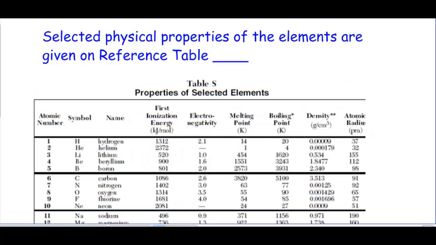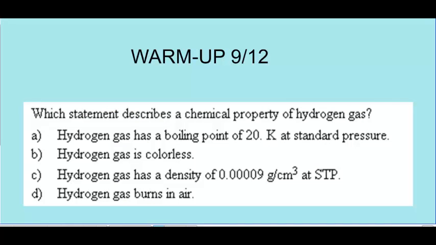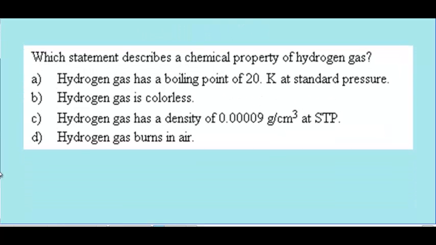So many physical properties of the elements that you will need to have reference to on the periodic table are found in reference table S, as in Sam. Okay, so you may want to make a note that many of the chemical and physical properties are found on table S. And so you'll see here on table S, the melting point, boiling point, density, and some other ones of various elements.